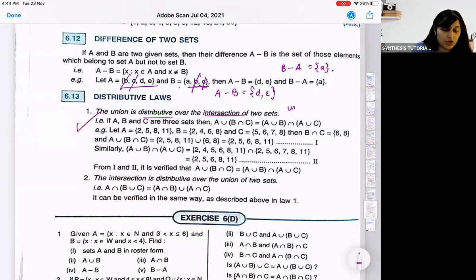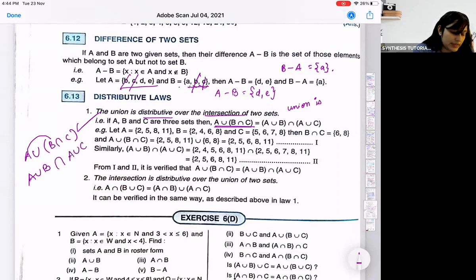इसका मतलब union is more over this intersection. यानी कि अगर ऐसा स्टेटमेंट दिया है कि A यूनियन B इंटरसेक्शन C, तो पहले आप A यूनियन B करोगे और फिर उसका इंटरसेक्शन A यूनियन C के साथ करोगे.